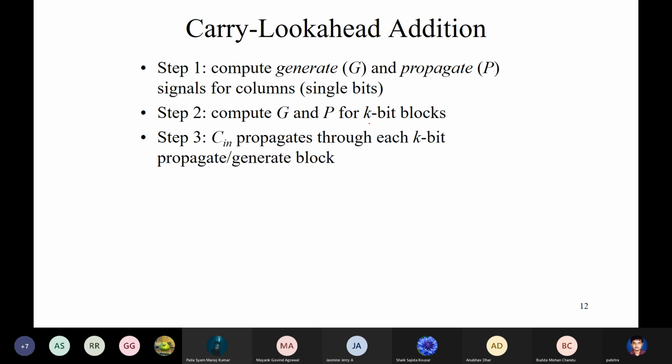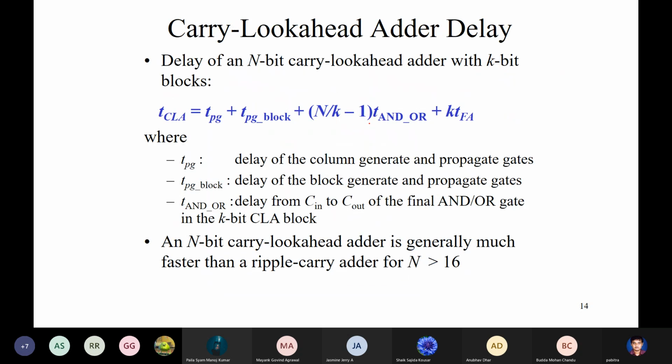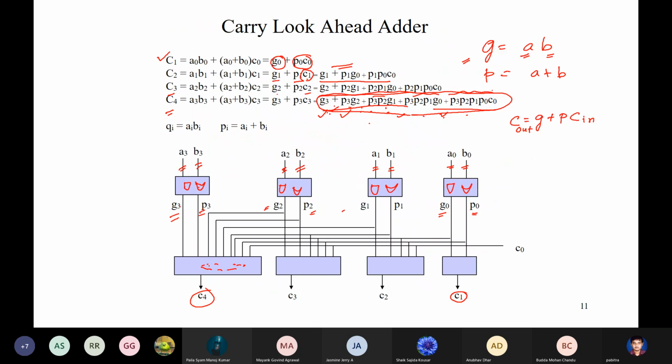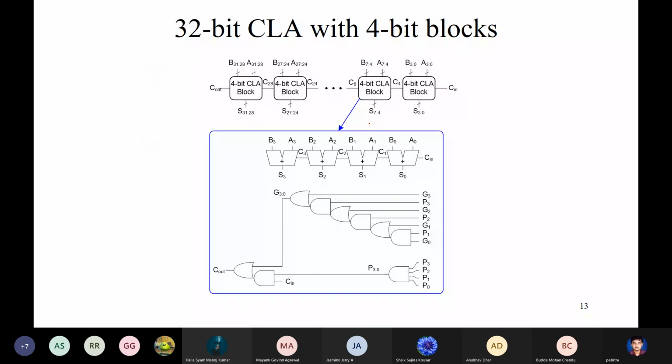Okay, delay calculation. I'll come back to that. So the delay for a single 4-bit block is constant. Now what happens if you want to scale this to more number of bits?